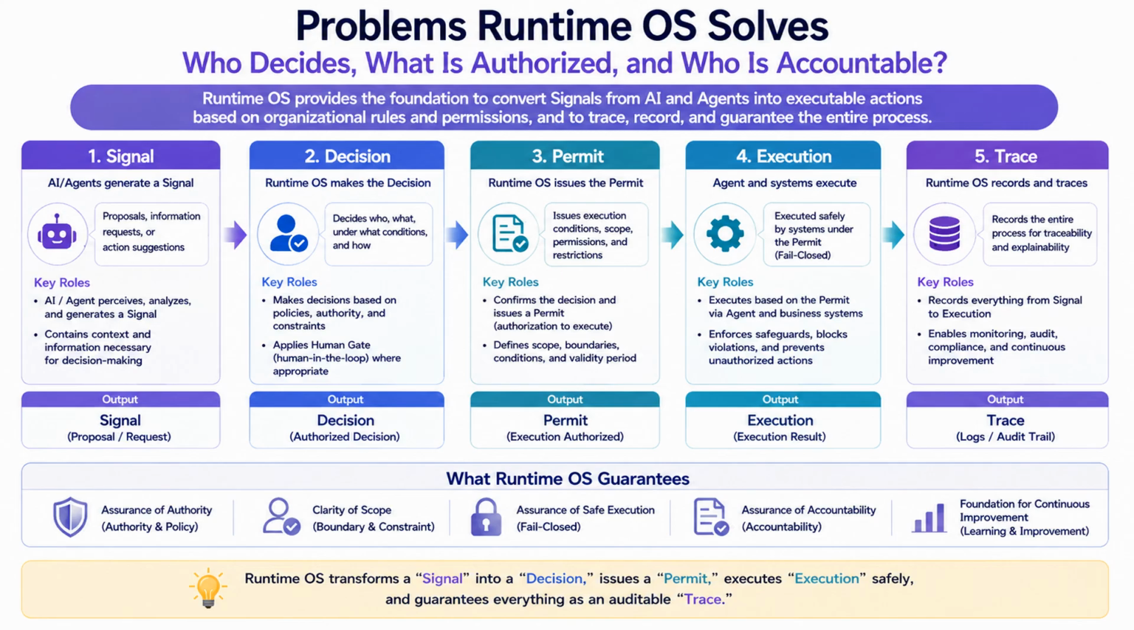Who is authorized to make the decision? What can be executed? And under what conditions? And is human approval required? When necessary, the process passes through a human gate, and only then is the proposal finalized as an organizational decision.